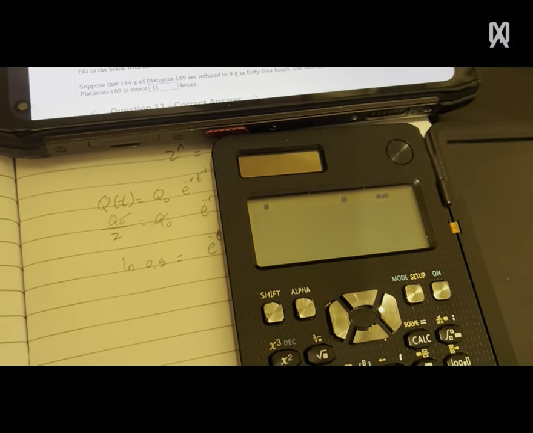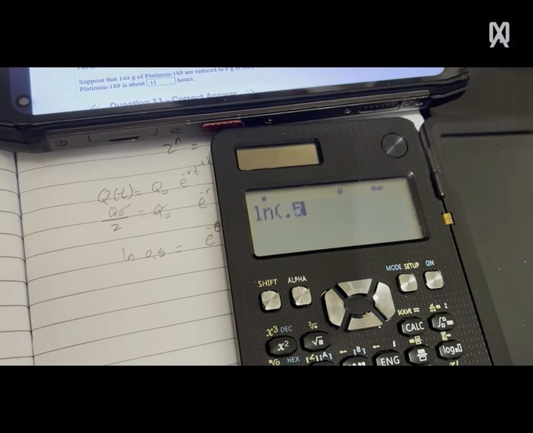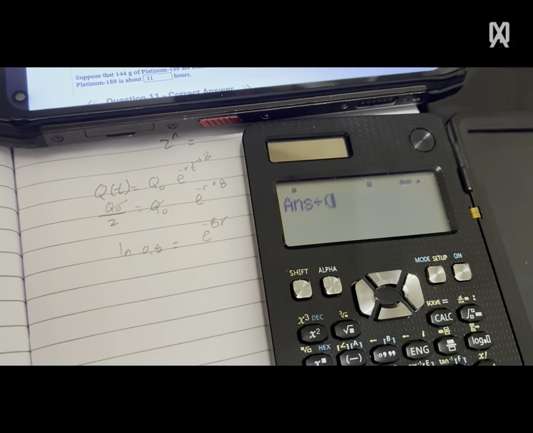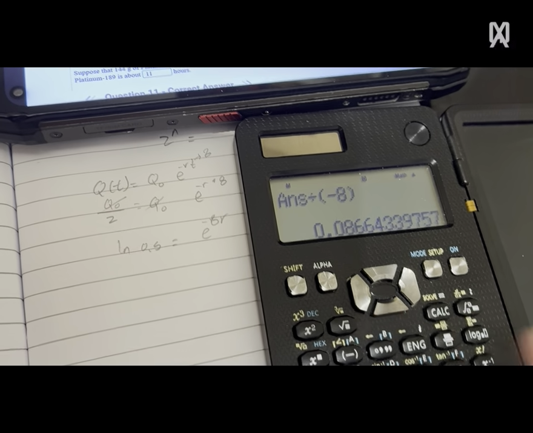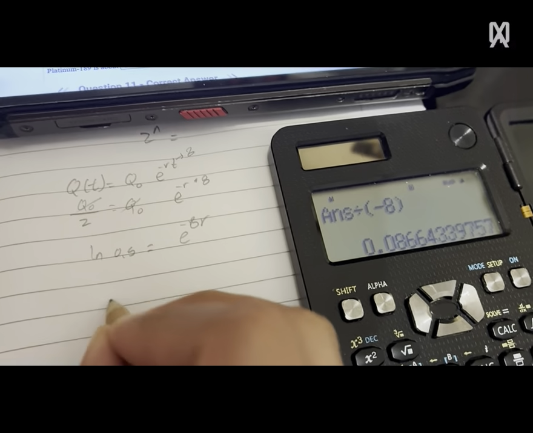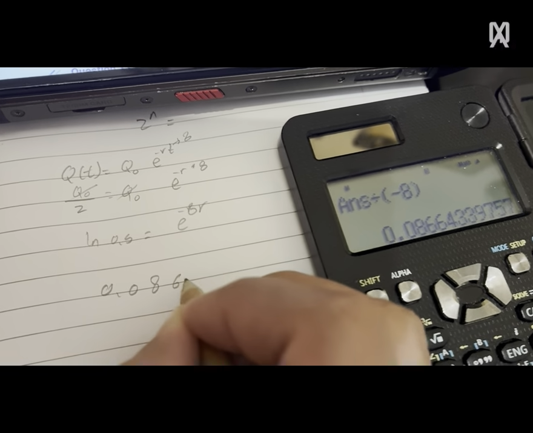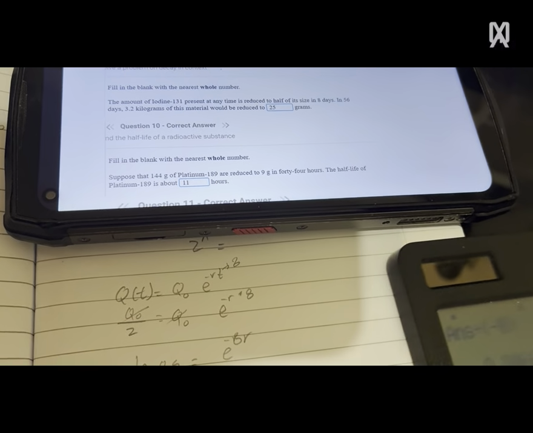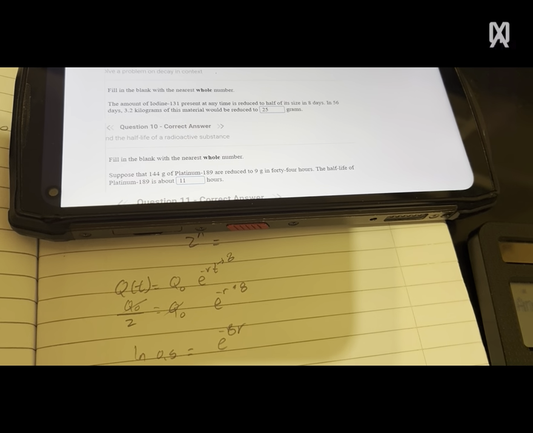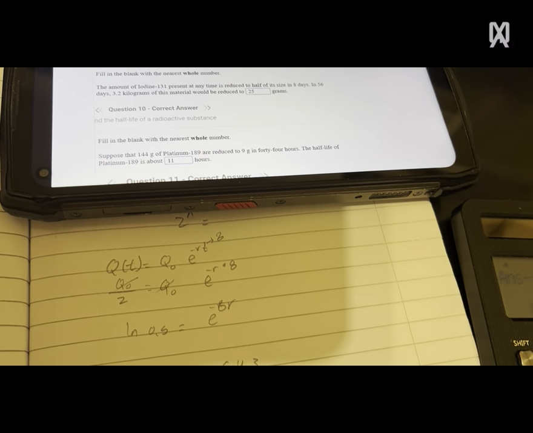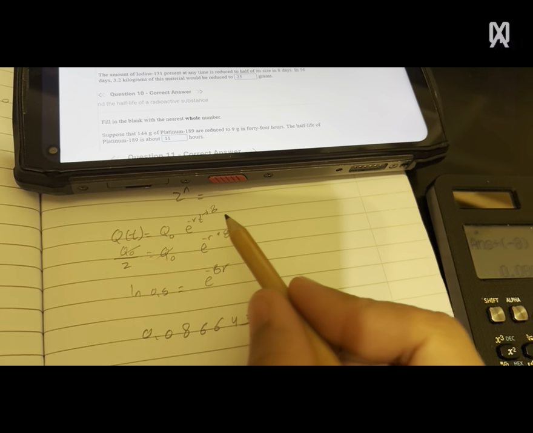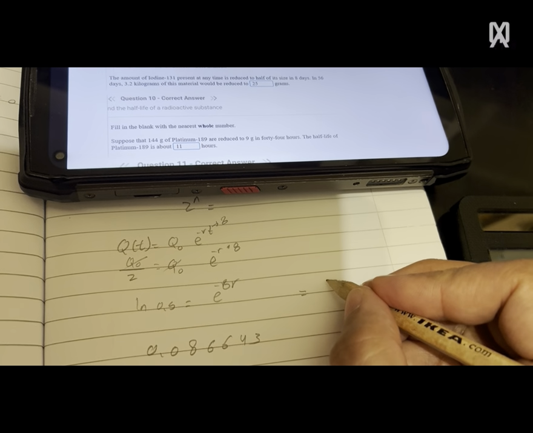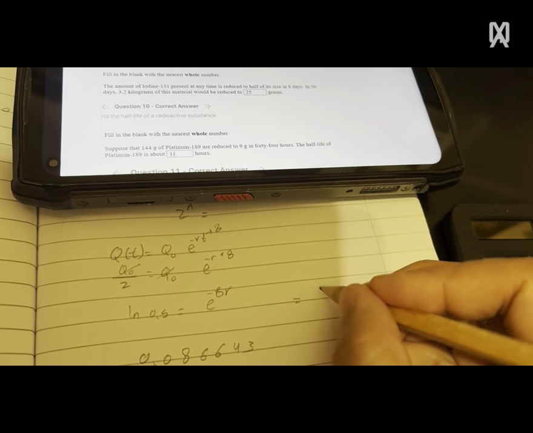So I'll use my calculator. Ln 0.5 divided by minus 8. So this is your decay rate, 0.086643. Now he wants 3.2 kilograms in 56 days. I didn't change the rate, just the timing. So I want Q final is equal to Q initial, which is 3.2 kilograms. I will have to put it into grams.